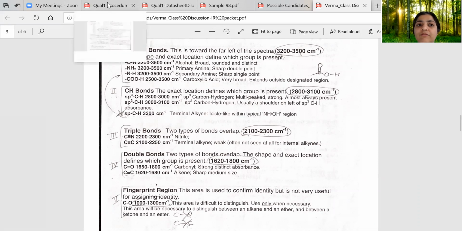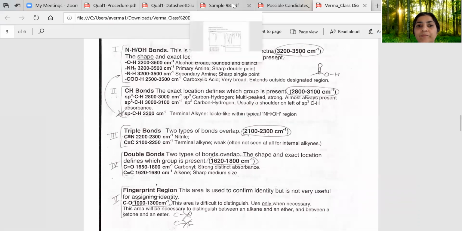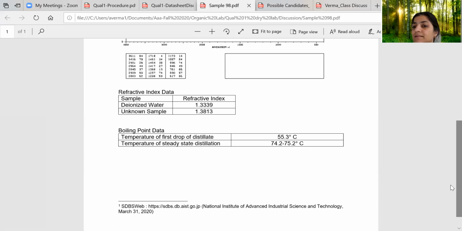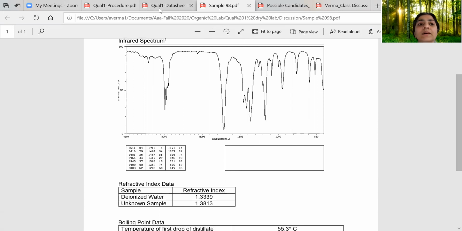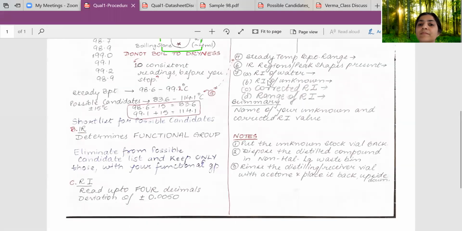Once you have your IR spectra, and let's say that this is my IR spectra, I will first highlight all the 5 regions. I will then locate what peak types are present in my IR spectra, and then I will list them in my notebook as well as in my data sheet.